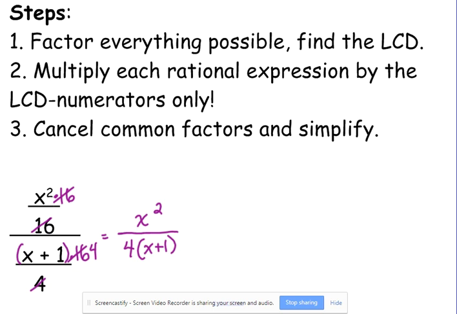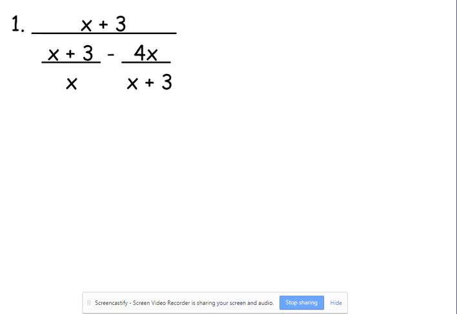Now, technically, with this one, it's just a fraction of a fraction. We could have just flipped and multiplied and canceled. We would have gotten to the same result. I was just trying to start with a simple example of using this technique. Okay? So, let's look at one that's got a little bit more to it. Okay, here we go. X plus 3 is the numerator. X plus 3 over x minus 4x over x plus 3 is our big denominator.